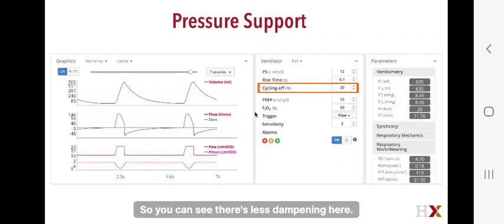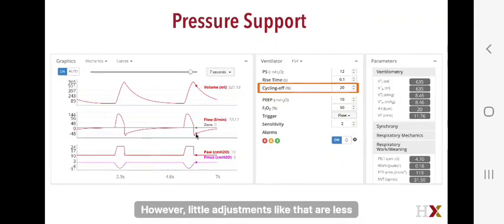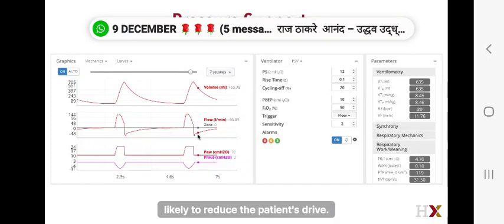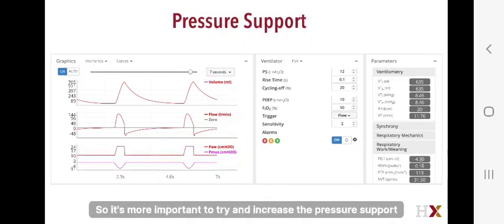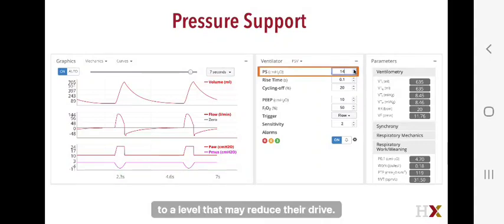So you can see there's less dampening here. So that's one way to manage it. However, little adjustments like that are less likely to reduce the patient's drive. So it's more important to try and increase the pressure support to a level that may reduce their drive.